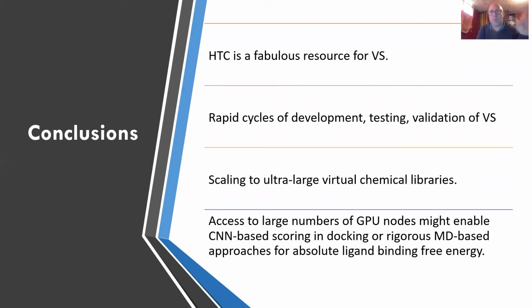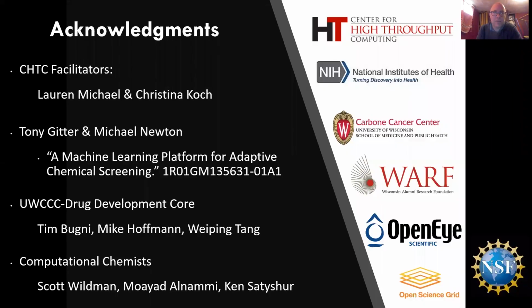So HTC is a fabulous resource. It allowed rapid cycles of development, testing, and validation. And we're scaling to ultra large libraries. One thing we see is that we might benefit from using GPU nodes, especially if we're going to use convolutional neural network scoring or more rigorous MD approaches for free energy calculations. For a handful of the best molecules, we might be able to evaluate with more rigorous methods.